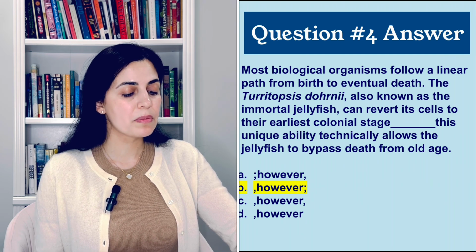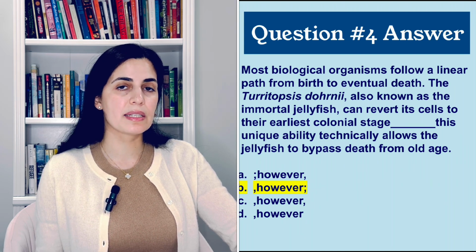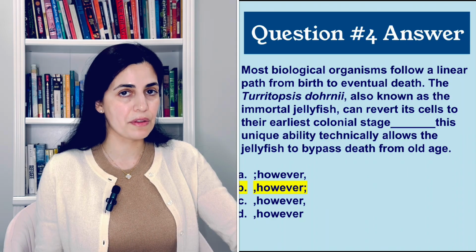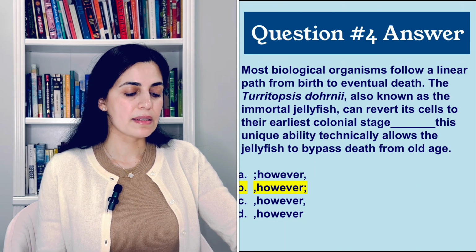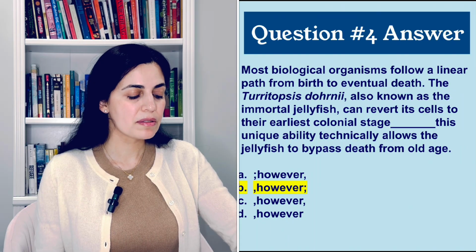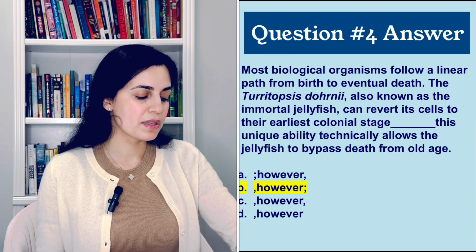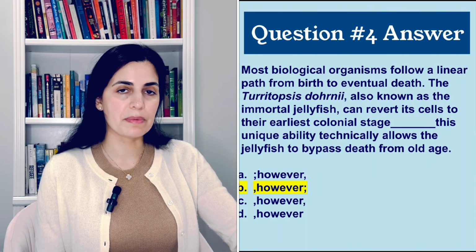Choice A is wrong because the opposing idea is in the second sentence, not the third one. And choice A has the word however in the third clause. And then, C and D are wrong because those are types of run-on sentences. Let's take a look at question number 5.